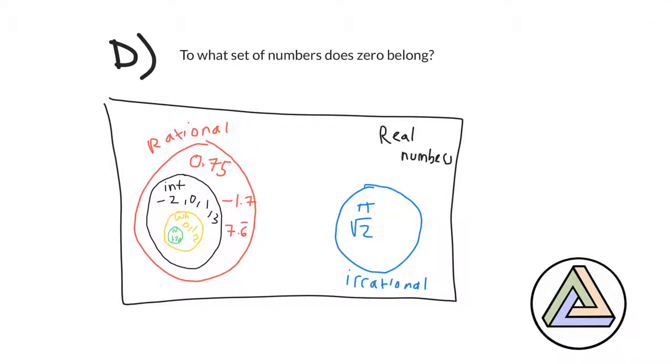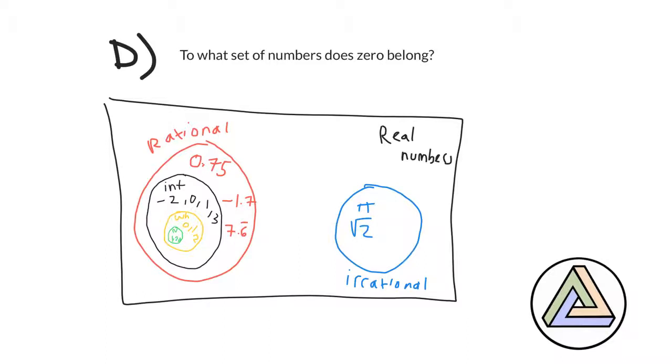So, what's the question? To what set of numbers does 0 belong? Well, it's definitely not irrational, right? Because irrational numbers have decimals that go on forever in such a way that do not create a repeatable pattern. So what does 0 belong in?